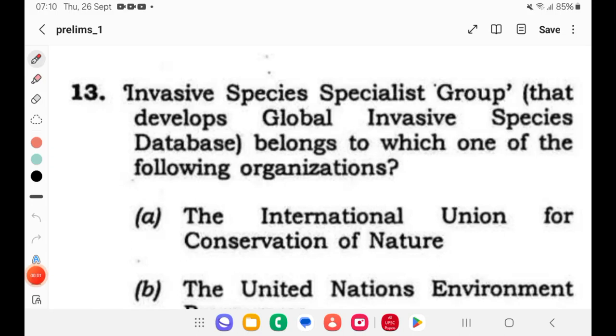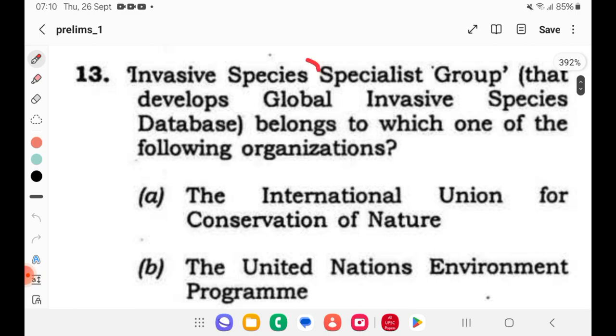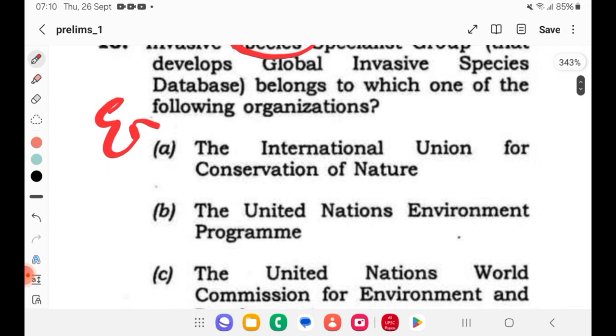Today we are starting with 13th question. Invasive species specialist group that develops global invasive species database belong to which one of the following? So something talking about species, it is related to environment and ecology subject. So subject wise we are clear. We'll see the options. They're talking about the International Union for Conservation of Nature, IUCN.